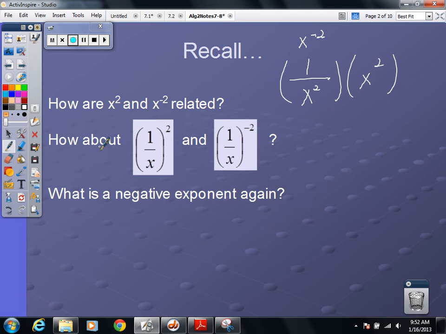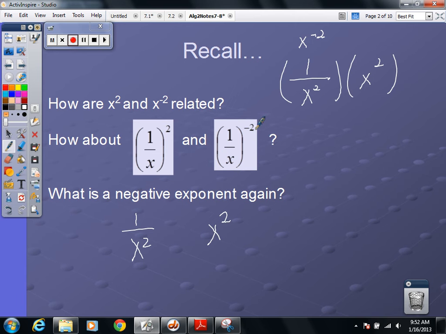So what if I have 1 over x squared and 1 over x to the negative 2? There are two ways to think about this, but this negative is going to flip our fraction, and then it will drop out. So here we have 1 over x squared. Here I have x squared. Again, they're reciprocals. When you have a positive and negative exponent, and they are the same thing, they are going to be reciprocals of the base, whatever they are.